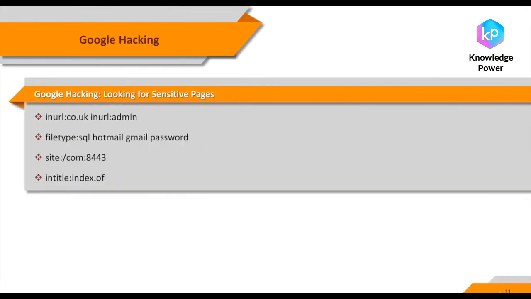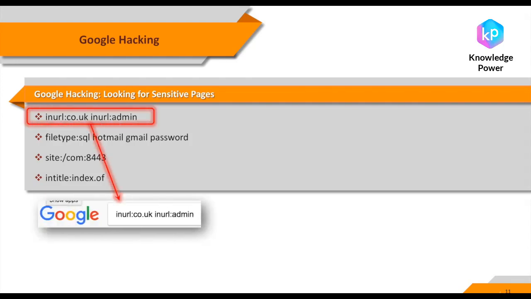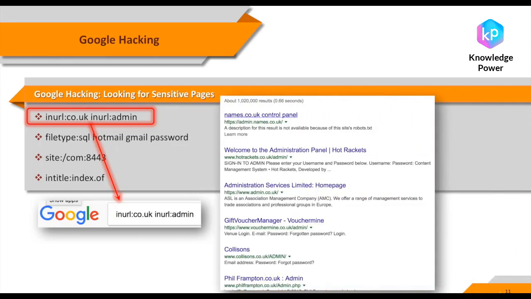Here, there are a few examples to show how we can use Google Advanced Search to find valuable information. For example, if we do a search with the words inurl:/co.uk and inurl:/admin, we can find administrative panels of the websites which have .co.uk superdomain.